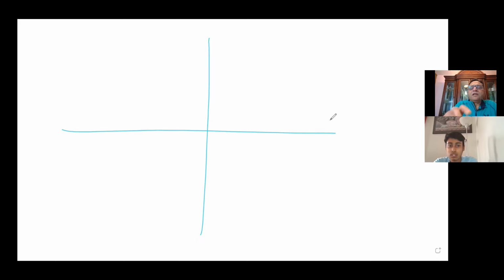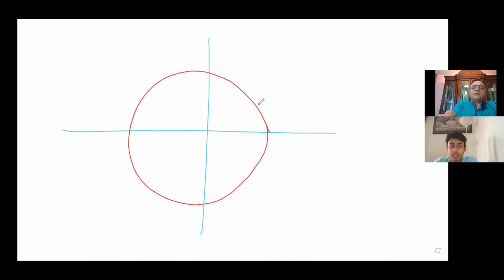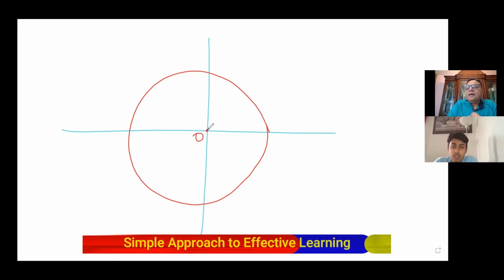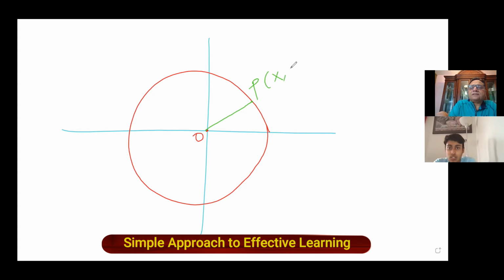So let's say we'll just draw a circle. And what you said was that you're basically learning circles with the center at the origin, right? So that makes things very simple. So if we have a circle, which is kind of like this, and the center is O right there at the origin, then any point on the circle could be written as, let's say this point P, where X and Y are the coordinate points, right? Yes, sir.